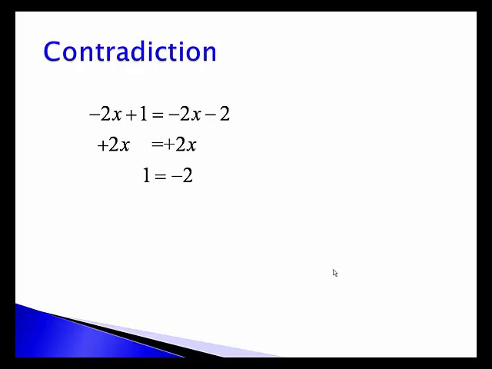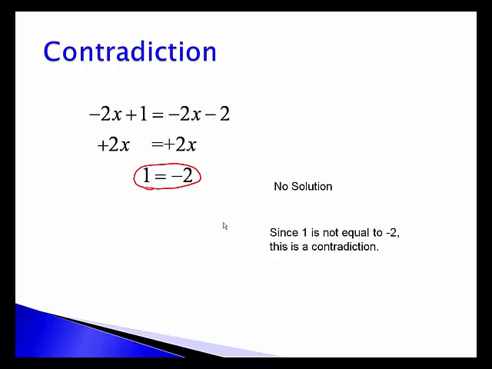As a matter of fact, it's what we call a contradiction. This line is never true. There is never a time that 1 is equal to negative 2. So there is no solution that will make this true. Let me put that in writing for you. Since 1 is not equal to negative 2, this is a contradiction. Let me point out one more time, all of your x's eliminated. You ended up with a line that was not true. That's how you identify a contradiction.